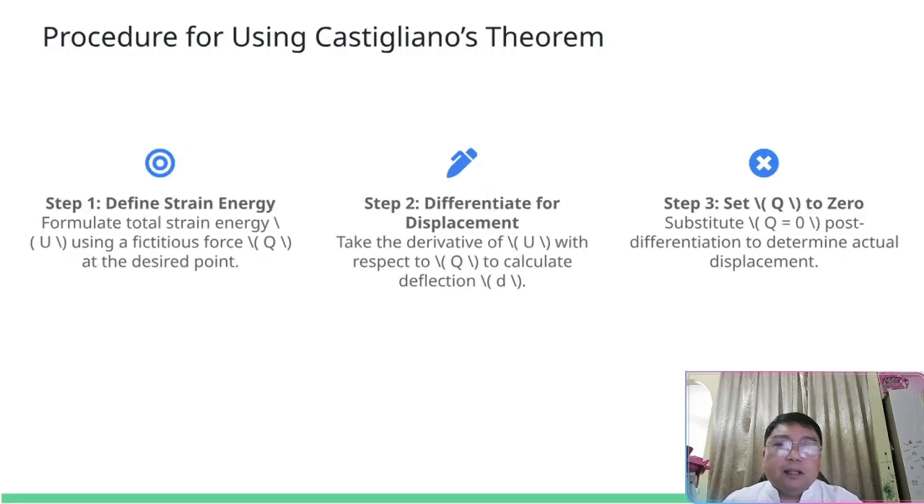Okay. Procedure for using Castigliano theorem. First one is to define the strain energy. Number two, differentiate for the displacement. And number three, set the fictitious force Q as zero. Okay.